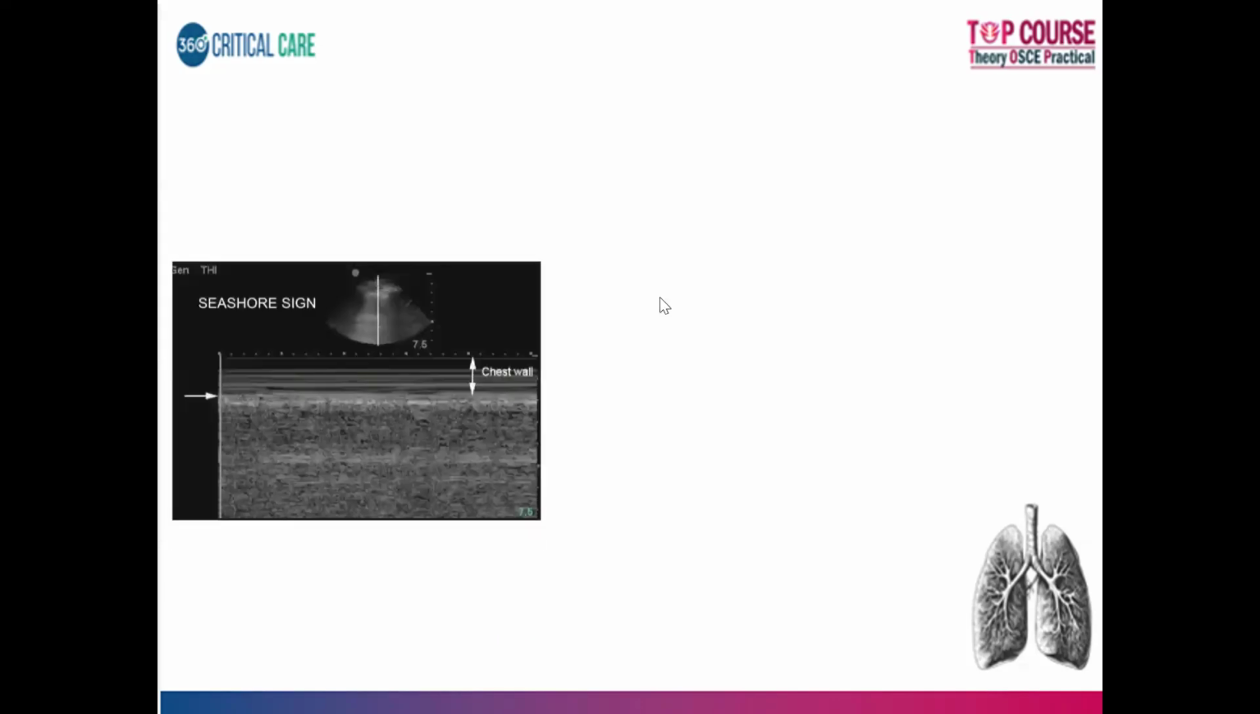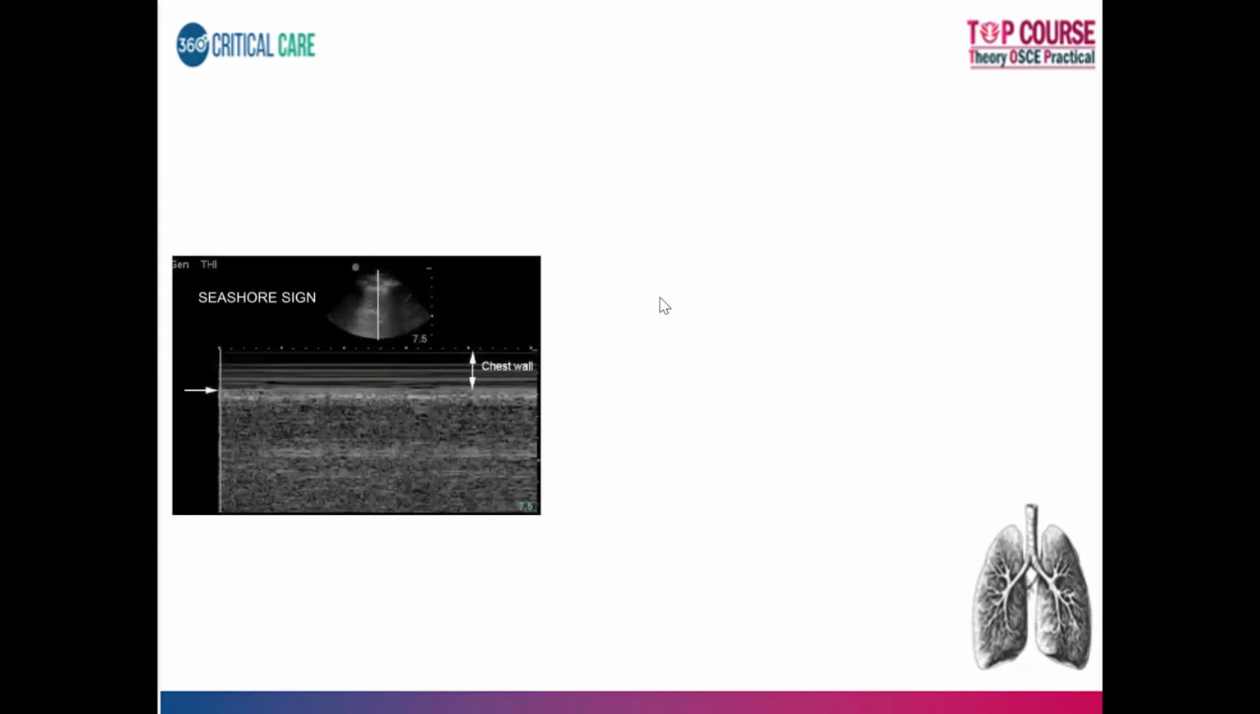So this is the seashore sign. The seashore sign is the sign which is usually present on the M mode of a normal lung. Initially there will be a chest wall sign wherein you see waves crashing onto the sand bed.